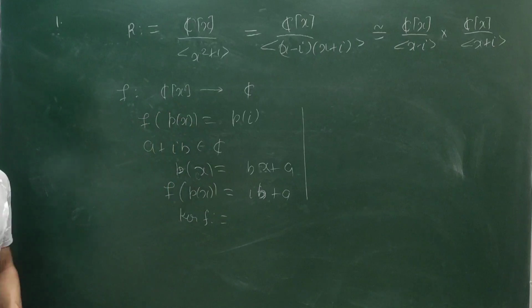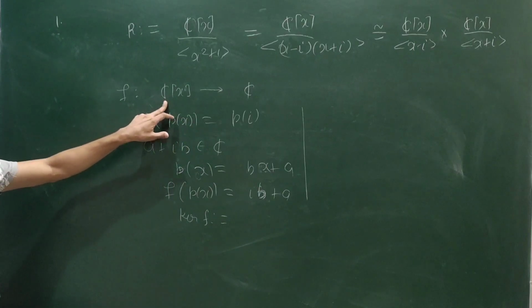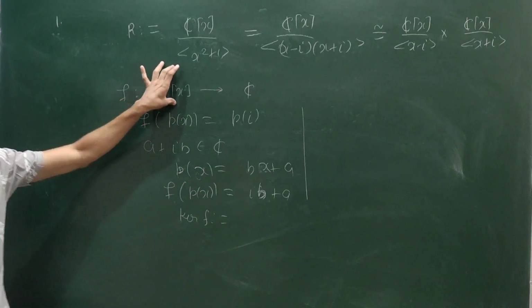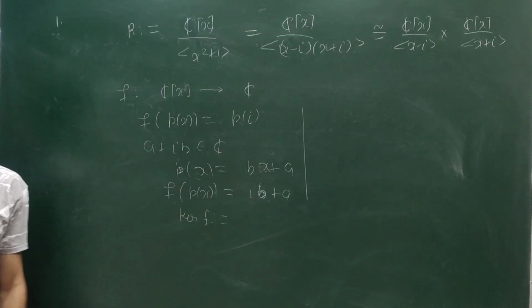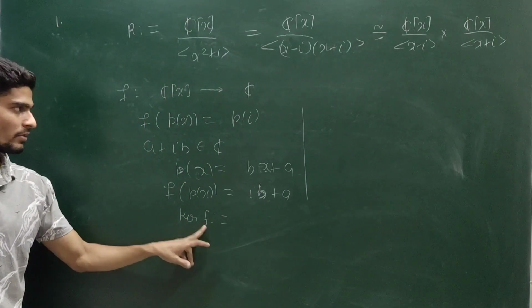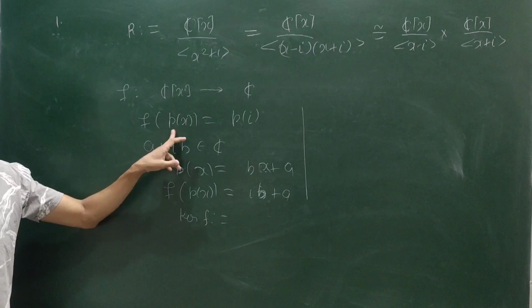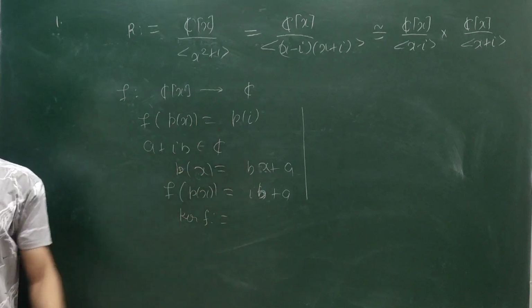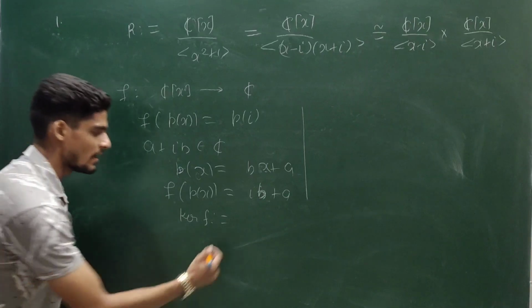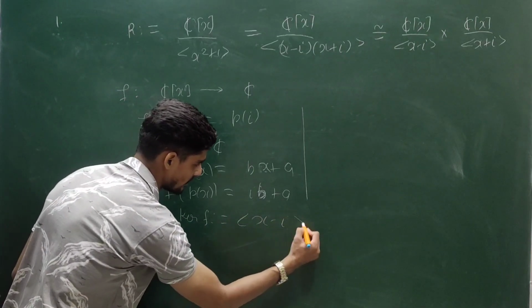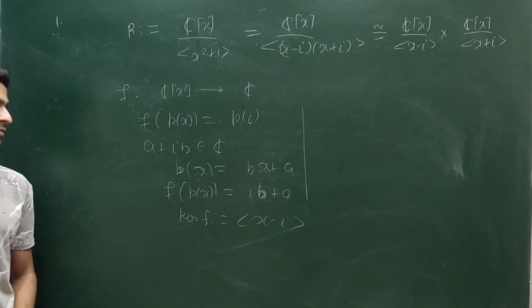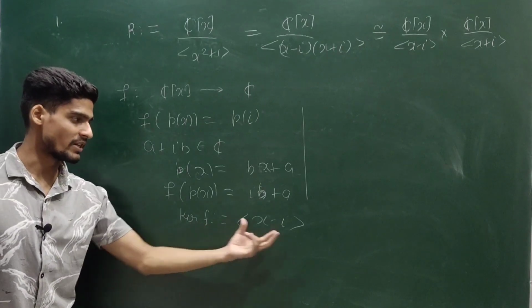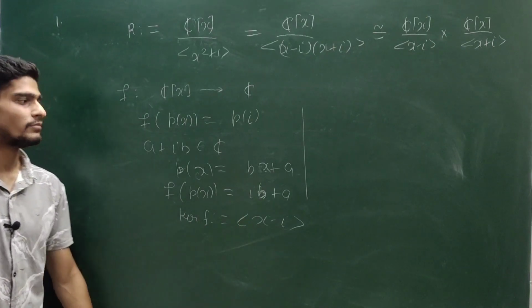See, this C[x] is a principal ideal domain because C is a field, so C[x] is a PID. Every ideal of this will be generated by some single element. So the kernel of f will be the collection of all polynomials which vanish at the point iota. So the ideal will be generated by x minus iota. This is the collection of all polynomials which vanish at the point iota. So this is my kernel.